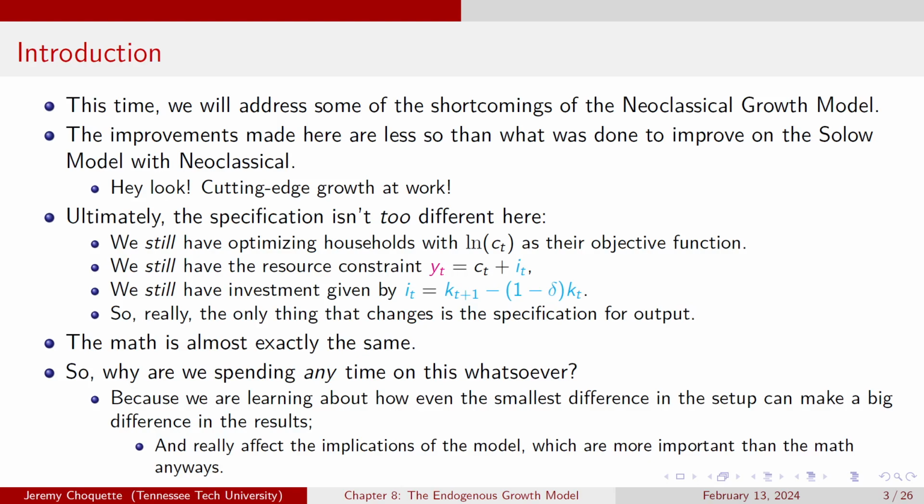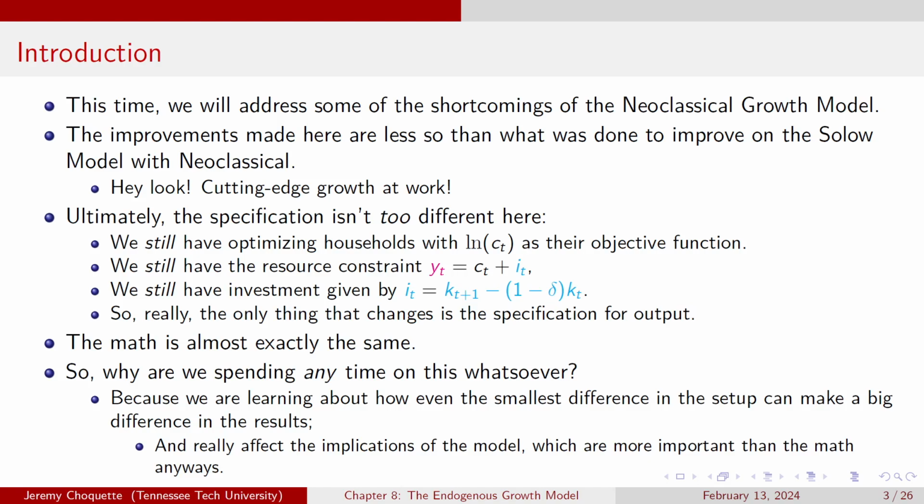So the improvements here are really going to be less substantial than the improvements done to the Solow model as compared to the neoclassical growth model, which, hey, cool, it's cutting edge growth at work here. You get huge steps and then eventually it kind of levels off and you get really small steps in improvements. And ultimately, the specification's not that different. You still have optimizing households with the natural log of C as their objective function. You still have a resource constraint, y equals c plus I, and investment's even still the same. So the only thing that's different is just the specification for output. And the math itself is almost exactly the same.